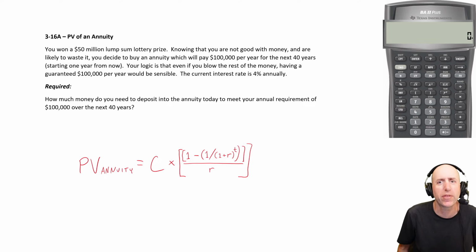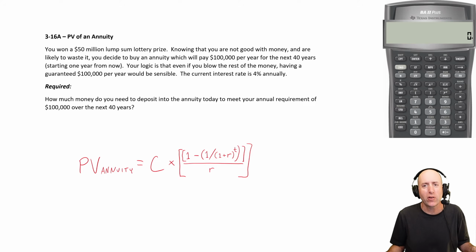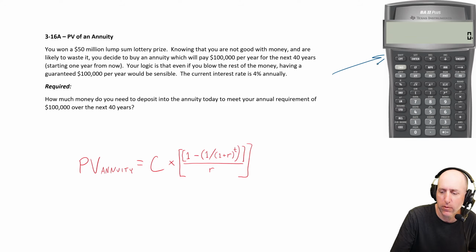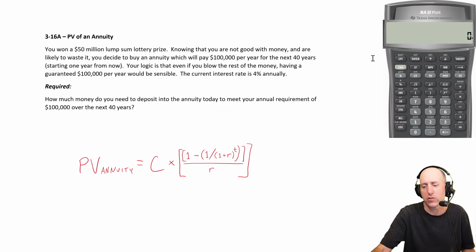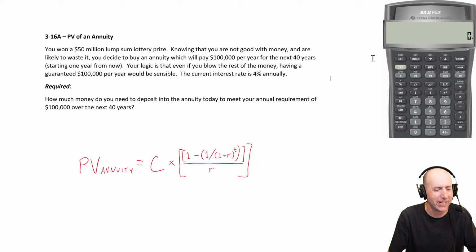Let's take a look at problem 316, a present value of an annuity problem. You can see I've got the formula ready to go. We'll solve it first with a formula, then we'll solve it with our fancy financial calculator. But before we can do any solving, let's do some reading.